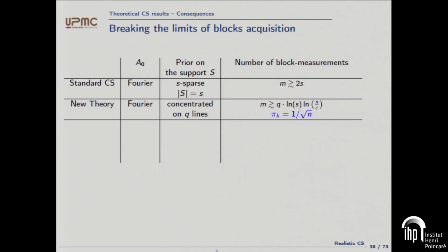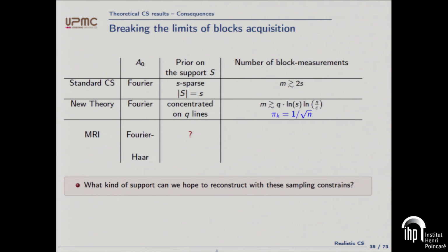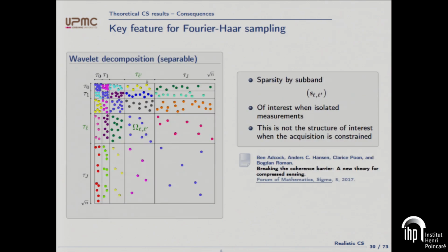Again, you can say, if I'm in the case of MRI, A0 is just Fourier and the other operator is wavelet, because we have to do some computation, and you are happy when you have wavelets. The question is, what should be the prior on the support when you acquire horizontal lines like this in the Fourier space while you want to reconstruct wavelet coefficients? I will try to give you insight. It's a bit technical, but it's okay.